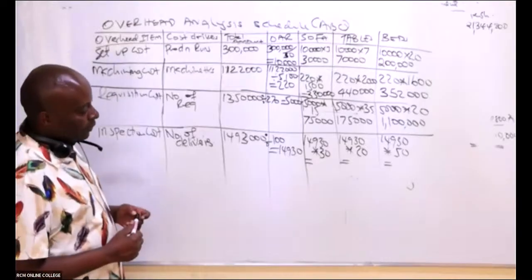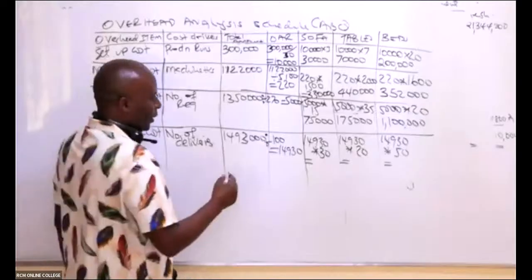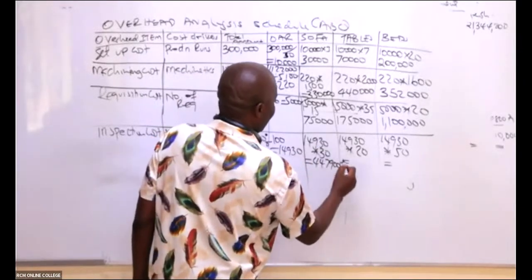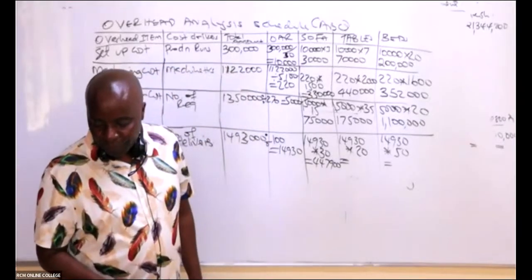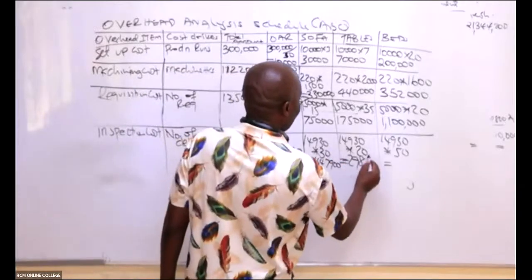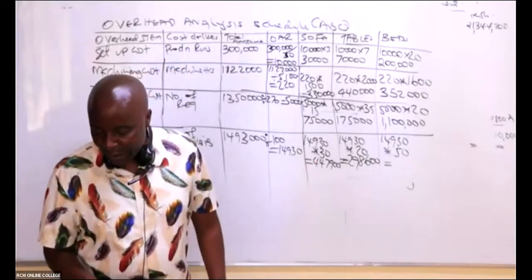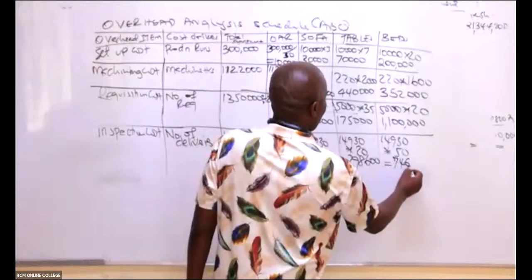So 14,930 times 30 gives me what figure at the end of the day? 447,900. And then we have the second one, 298,600. The last one, 746,500. Thank you so much.